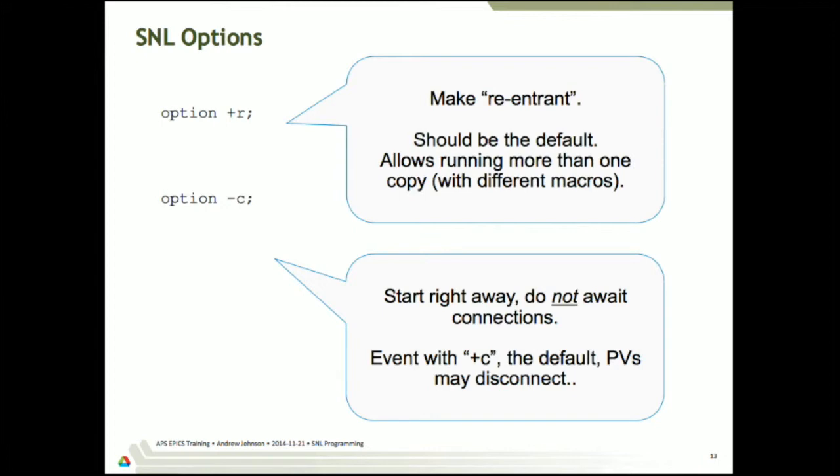So those option statements, these are some of the main ones that probably should be default. The make reentrant option, +r, basically says I want to be able to run more than one instance of this sequence program. There are times when you want to do that because you can pass in macro values when you start the sequence program. So certainly if you've got 3 motors and they need the same sequence program, you just provide them with a different parameter when you start the program. The -c option says when you actually begin running the program, don't wait for channel access connections.